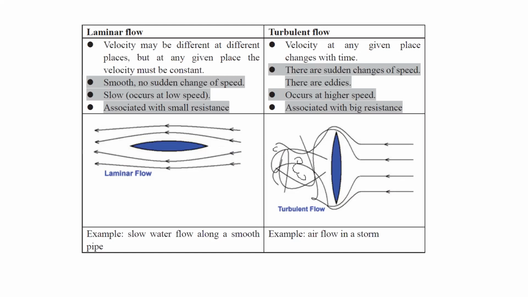And it is normally associated with a small resistance, like when the fluid is applying a small resistance, the flow of the fluid around the object will be laminar. But when the fluid is applying greater force, it's associated with a greater resistance, like when the object has a large area, so the fluid will apply more resistance and the fluid flow changes to turbulent. For example, slow water flowing along a smooth pipe is laminar, and air flowing in a storm is turbulent. So we can use this concept to explain how a plane can fly by using this fluid flow.